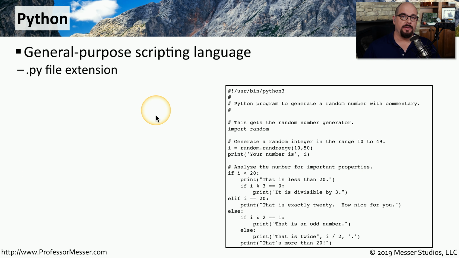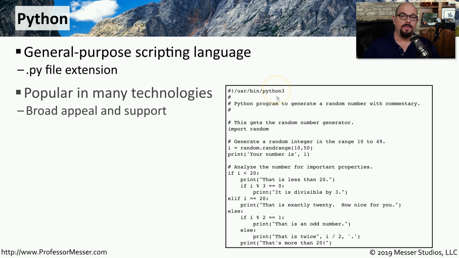Another popular type of scripting language, especially for IT professionals, is Python. These generally will have a .py file extension, and if you're looking at a Python script, you'll see the shebang and then a /usr/bin/python3 or similar Python reference in that first line. Python works on many different operating systems. It's very easy to understand, and it provides a lot of control for the system administrators. So you'll see Python used for many different tasks across many different operating systems.